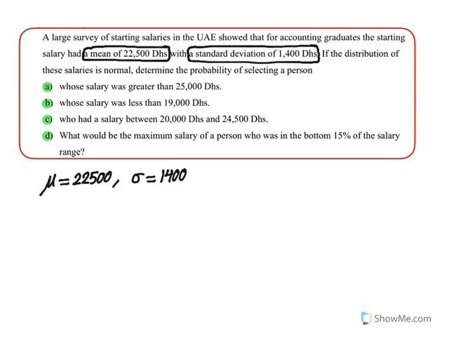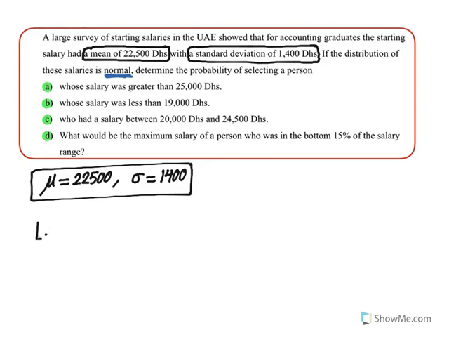Okay, and then if the distribution of these salaries is normal, so very good, it means that we can use the Z-score to determine the probability of selecting a person, and so you have four things: whose salary was greater, or less, or between, and then there is a fourth question.